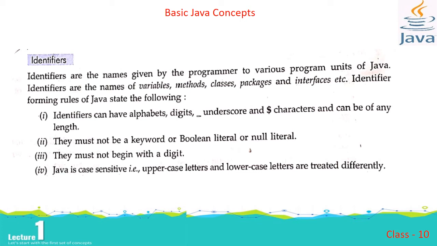Now there are certain rules followed by professionals while writing identifiers. The identifiers can have alphabets, digits, underscore, dollar sign, and can be of any length. Second, they must not be a keyword or a boolean literal or a null literal. They must not begin with a digit. Java is case sensitive. The uppercase and lowercase letters are treated differently.